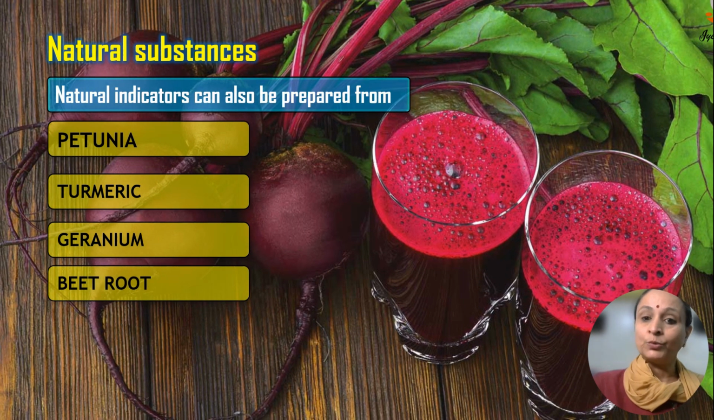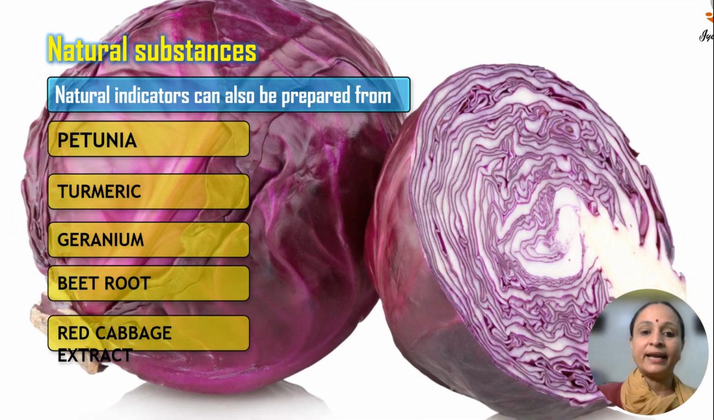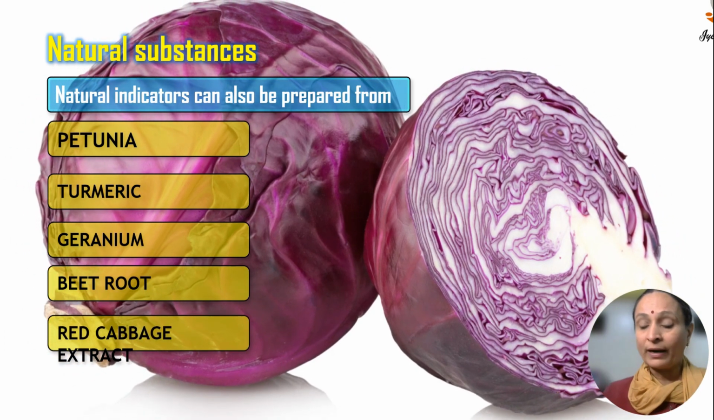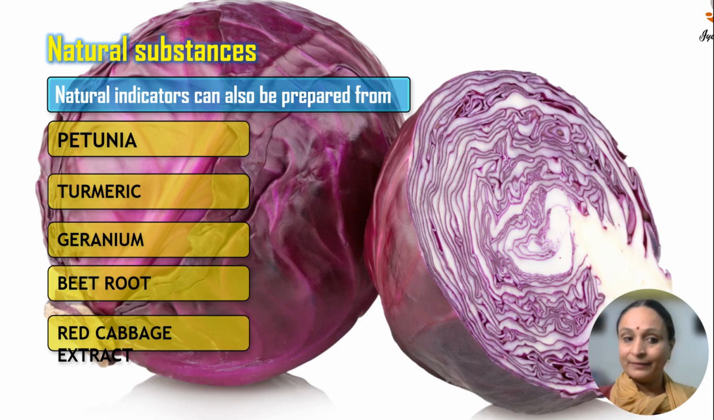Natural beetroot juice can also be used as a natural indicator. Red colored cabbage, not the green one, but the red colored cabbage extract. If you just squeeze the juice out of this red cabbage, the red color juice can also be used as a natural indicator. Right? How can it be used? It's a very interesting fact.